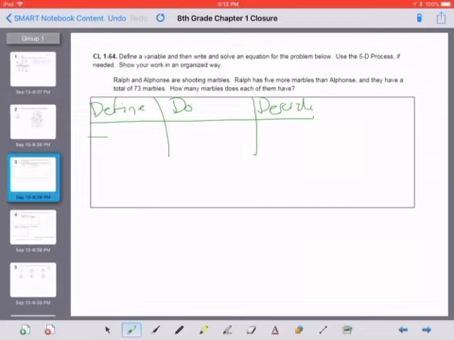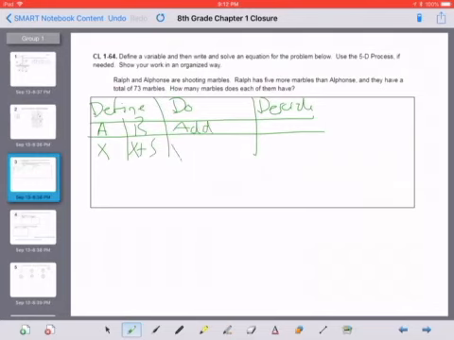So I know that when I read the problem, it says, Ralph and Alfonsi are shooting marbles. Ralph has 5 more marbles than Alfonsi, and they have a total of 73 marbles. How many does each of them have? So I know I have 2 people, and Ralph has more than Alfonsi. So Alfonsi's is going to be my X, and Ralph has 5 more, so he's going to be X plus 5.